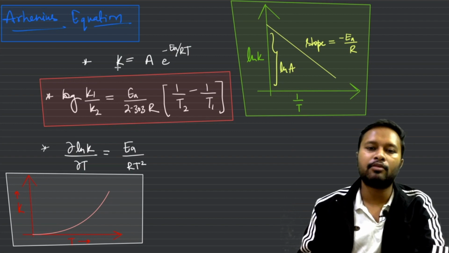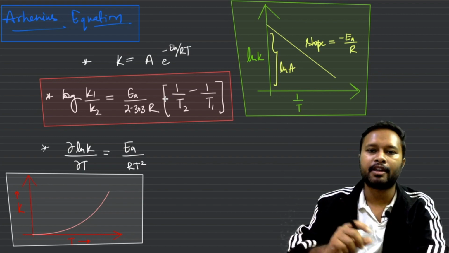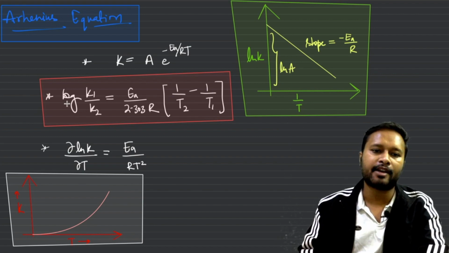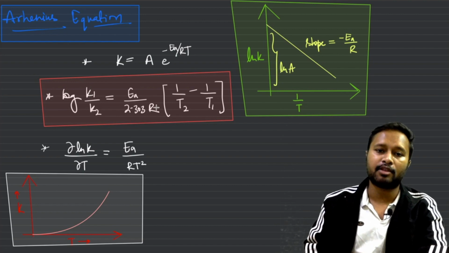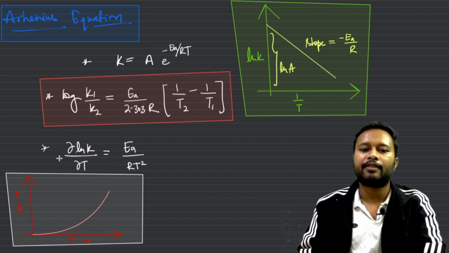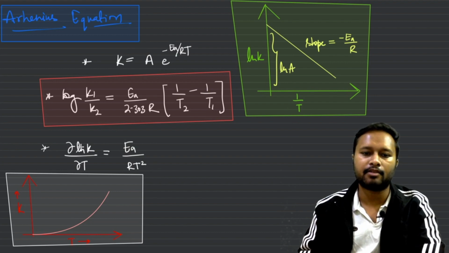If you are taking a particular reaction at two different temperatures, it will have two different rate constant values. That is given as log K1 upon K2 is equal to EA upon 2.303 R, in the bracket 1 upon T2 minus 1 upon T1. The differential form of your Arrhenius equation is d ln K by dT is equal to EA upon RT square. These are certain important equations from the Arrhenius equation.